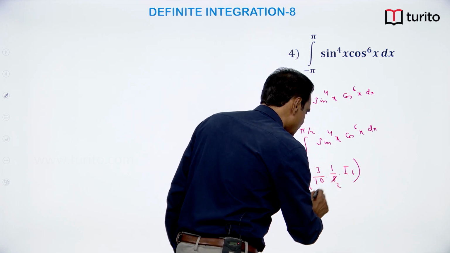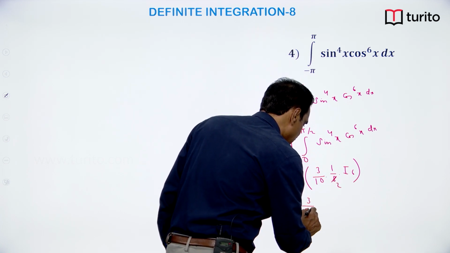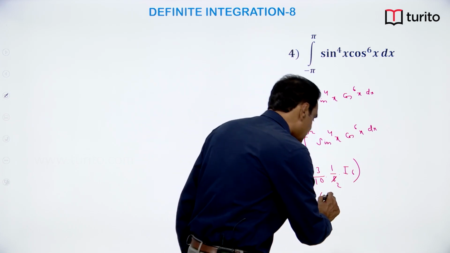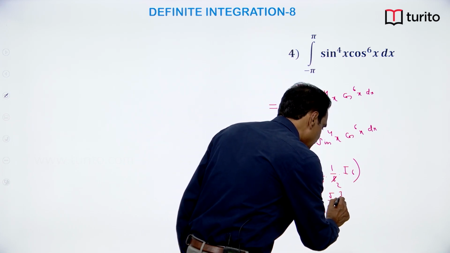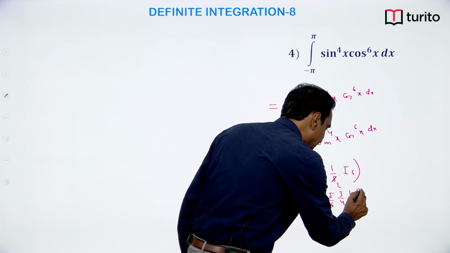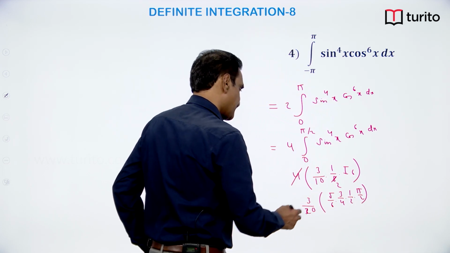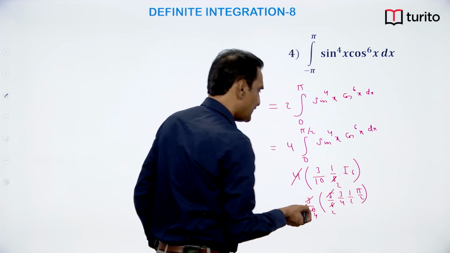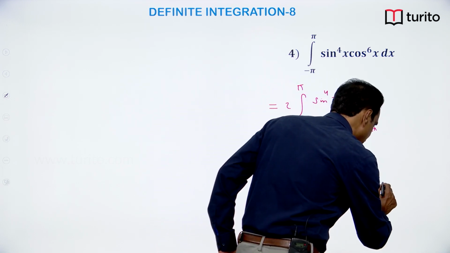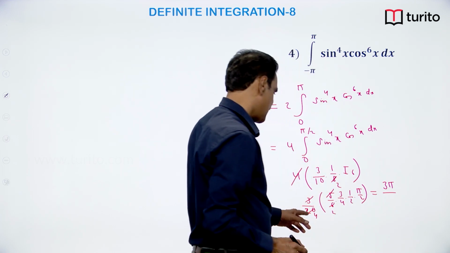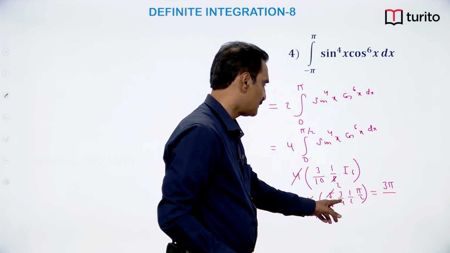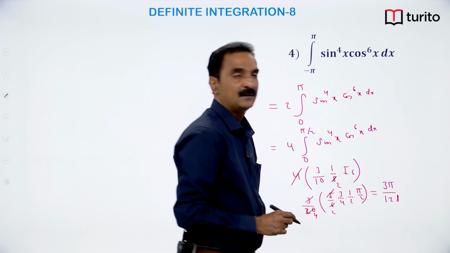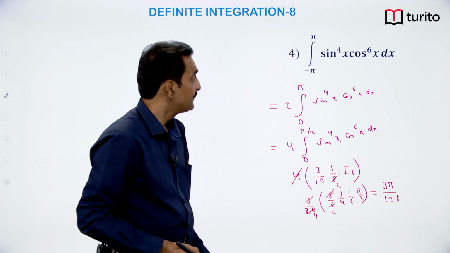4 2s are 8, 3 by 20 into, write the value of I 6. I 6 is 5 by 6 into 3 by 4 into 1 by 2 into pi by 2. So, 5 4s can be cancelled, 3 2s. So, finally, we will get 3 pi by, how much is it? 2 cube, 2 cube, 2 power 6, 2 power 7. 2 power 7 is 128. Okay.